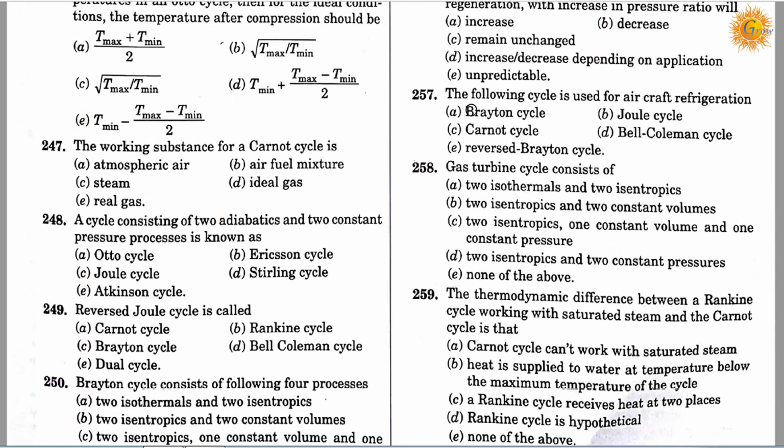Question number 257. The following cycle is used for aircraft refrigeration: option A, Brayton cycle; option B, Joule cycle; option C, Carnot cycle; option D, Bell-Coleman cycle; option E, reversed Brayton cycle. Correct answer is E, the reversed Brayton cycle.